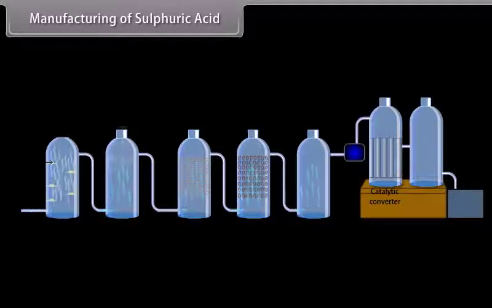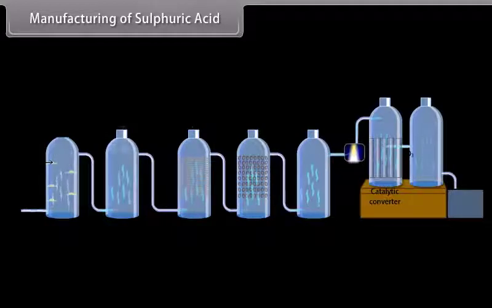The gases coming out of the purification unit are passed through the testing box to make sure that they are completely free from impurities. The pure gases coming from the testing box are preheated to 673 to 723 Kelvin in a preheater. The hot gases are then passed through the catalyst chamber, where SO2 is oxidized to SO3.